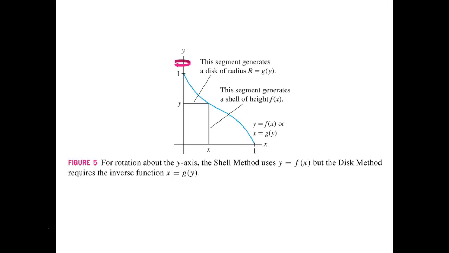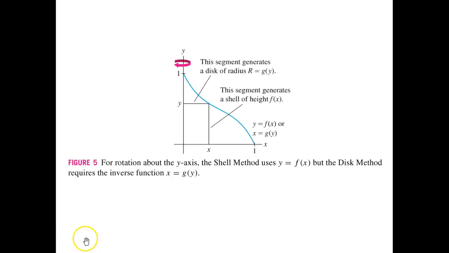So that's a straightforward way to do it. To do the disk method, you have to have a dy. So you have to have this radius in terms of y, not in terms of x. So you solve x as a function of y. That would give you your g of y. And so we'll do that in a minute. So rotation about the y-axis, the shell method uses y equal to f of x as a height, but the disk method requires the inverse function x equals g of y.